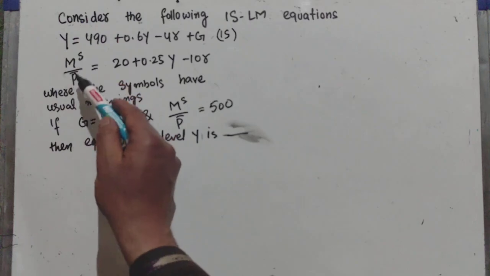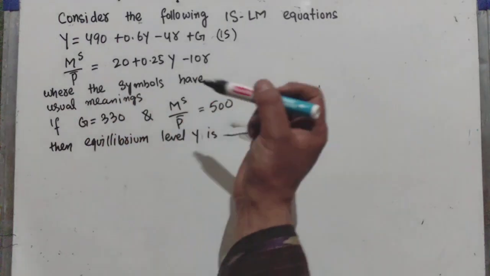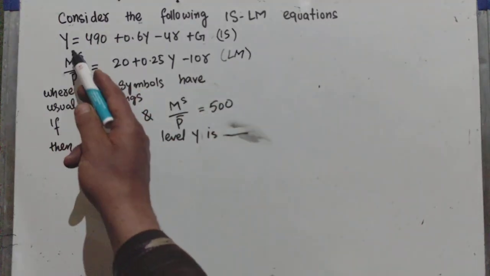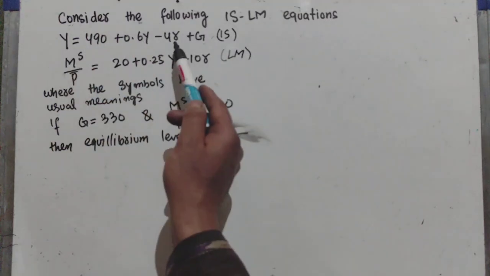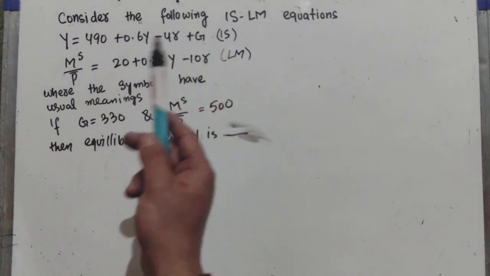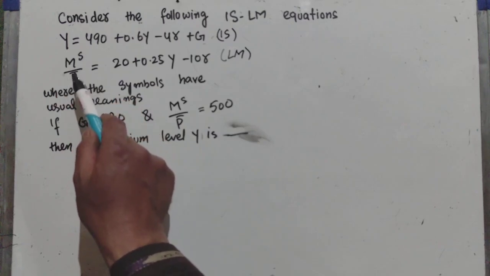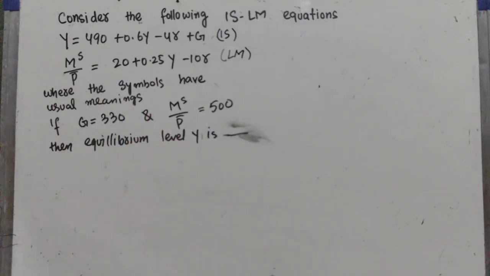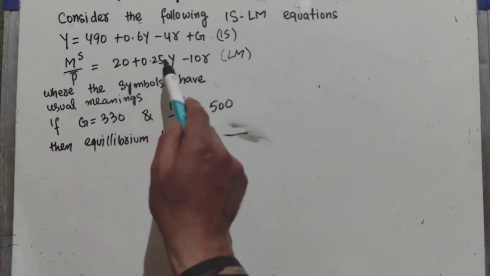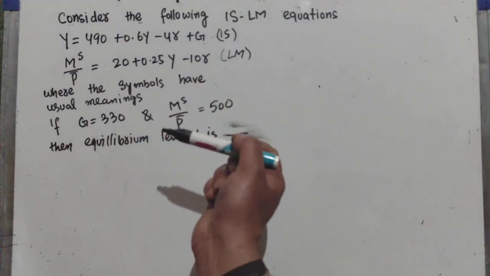And we have Ms upon P bar is equal to 20 plus 0.25y minus 10r. This is our LM equation. Here y denotes the output, r denotes the rate of interest, g denotes the government's expenditure or spending, Ms denotes the money supply, P bar denotes the general price level which is fixed. Ms upon P bar is equal to 20 plus 0.25y minus 10r. The symbols have usual meanings; I have cut it short because I don't have the space.